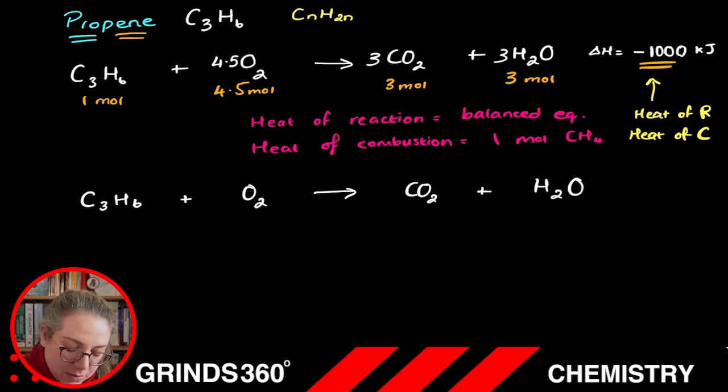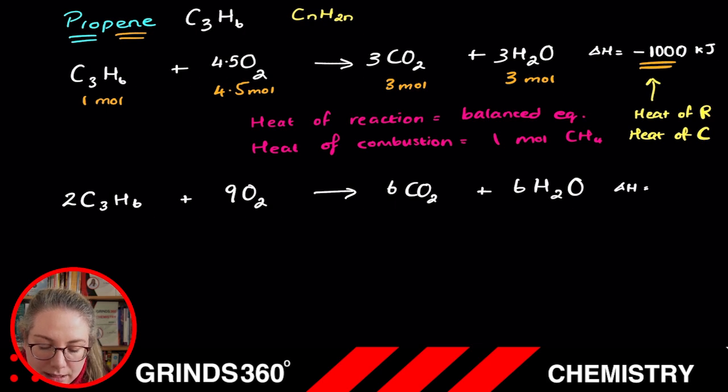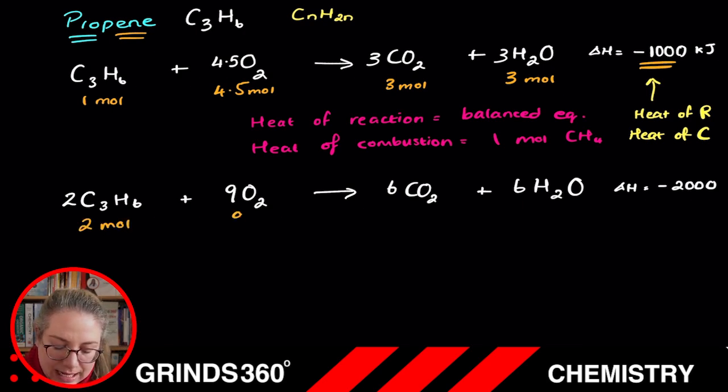So now here, that will be 2 propenes reacting with 9 oxygens to give me 6 carbon dioxides and 6 water molecules. Now, it is balanced, so you should have 18 oxygens, we do, 6 carbons and 12 hydrogens, which is perfect. Now here, the delta H for this reaction, as it's written, would be minus 2,000. It has to be twice as big because you are breaking twice as many bonds and forming twice as much product. So here, you have 2 moles of propene reacting with 9 moles of oxygen to give me 6 moles of CO2 and 6 moles of water.